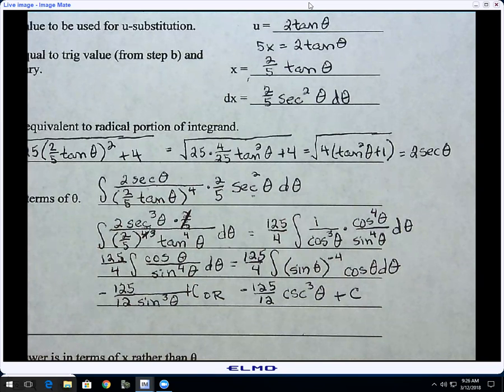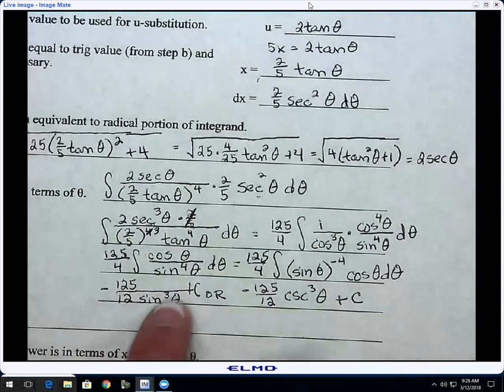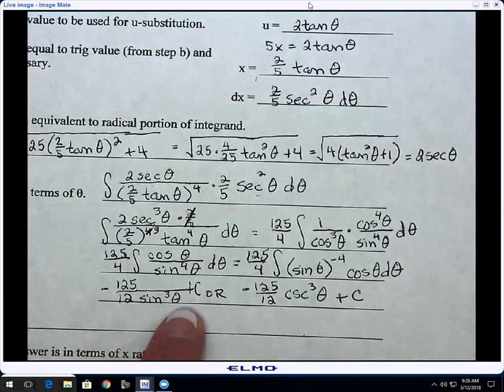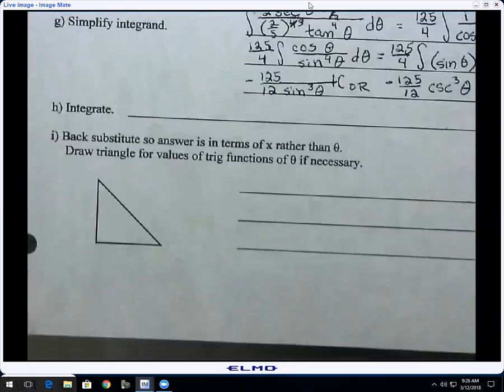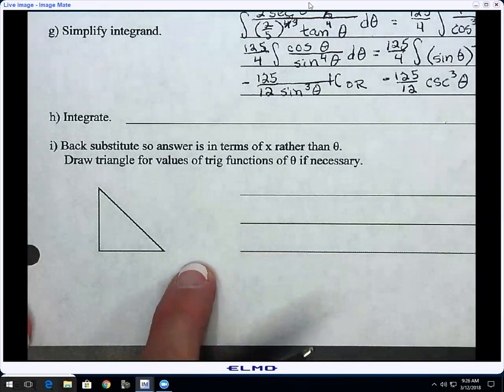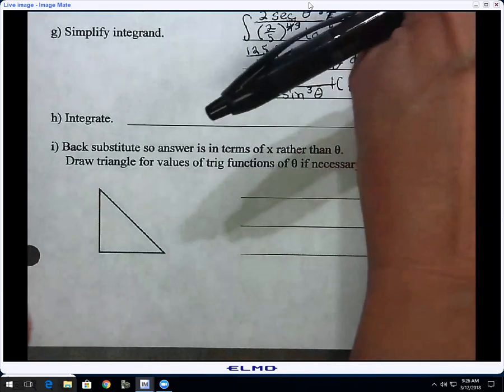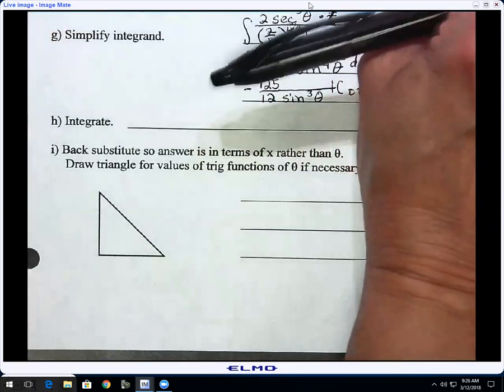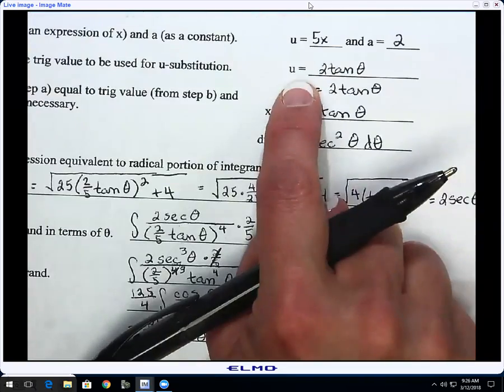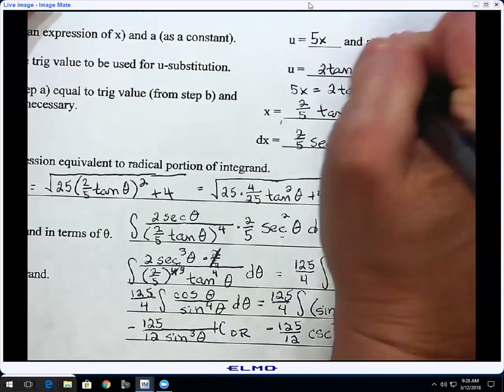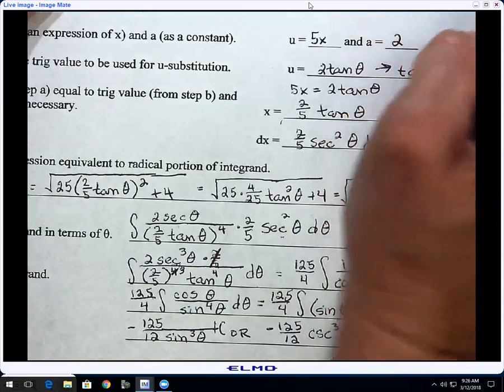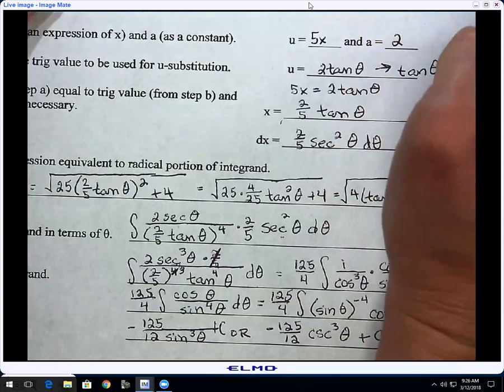Well, maybe either one of these, you use a triangle. I can use my triangle to find out what sine theta is. I don't know what theta is, but I can figure out what sine theta is by using my triangle. Let's see, in that triangle, I used tangent right here. I used u equals 2 tangent theta. That means tangent theta is u over 2.